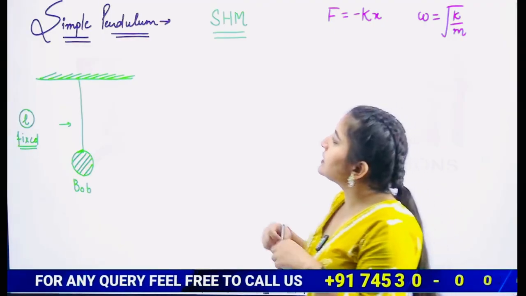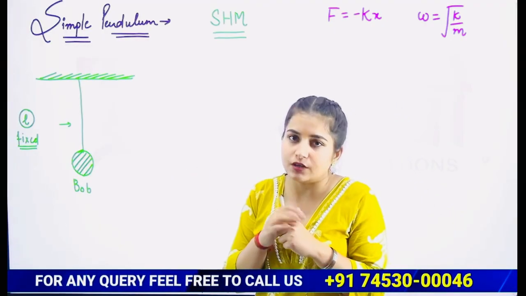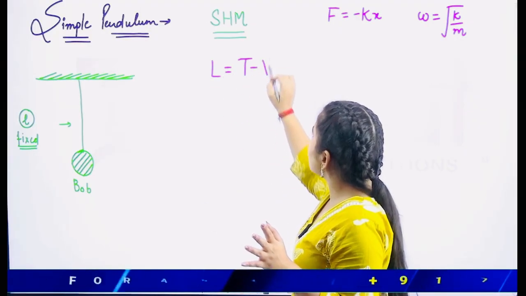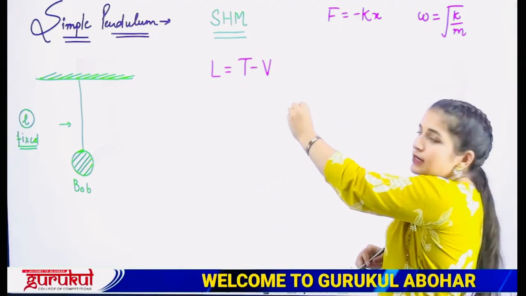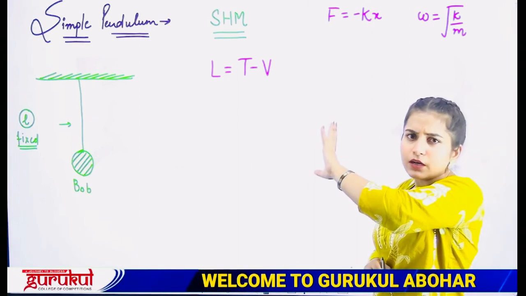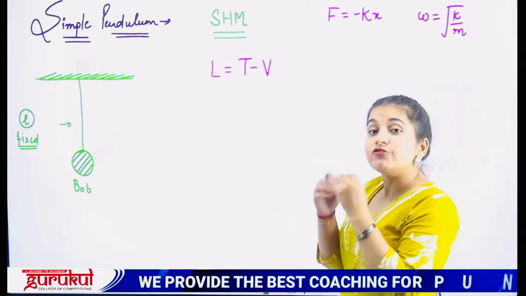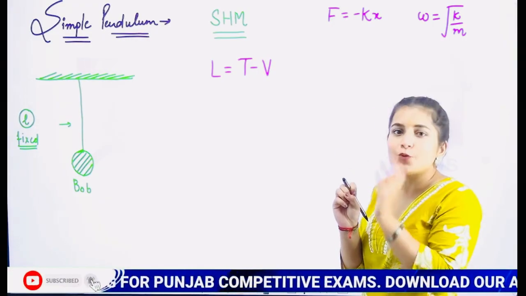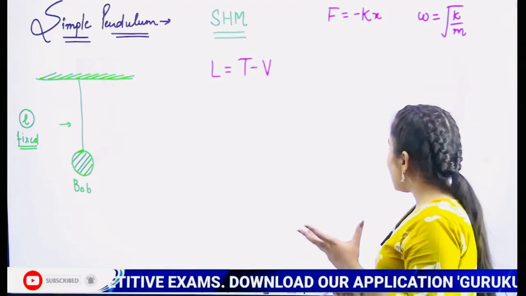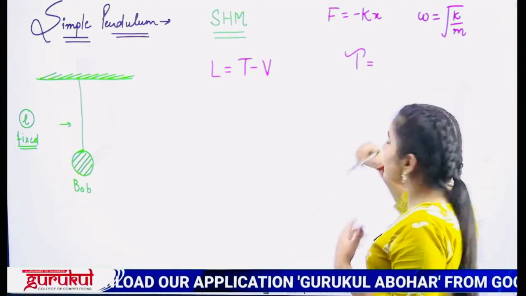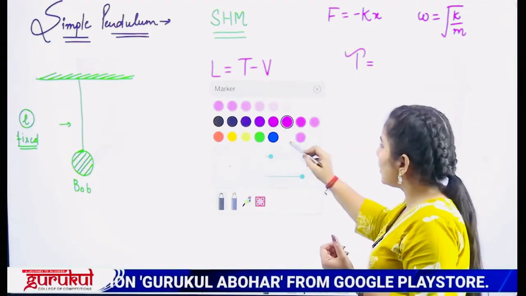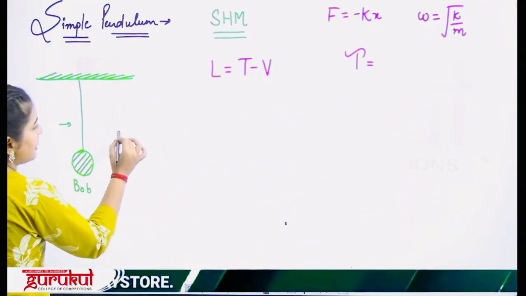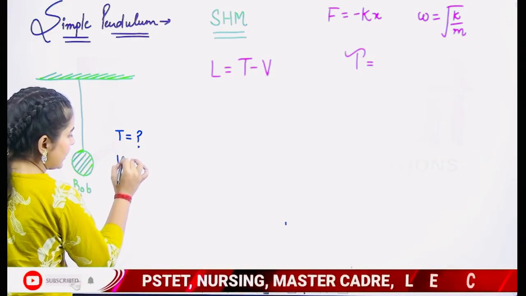Now we want to study its equation of motion with the help of the Lagrangian. Let's study. The Lagrangian is written as T minus V, that is the kinetic energy minus the potential energy. Everyone clear up to this point? So we just need to know the kinetic energy and the potential energy, right? First let's find the kinetic energy, and then we will find the potential energy.